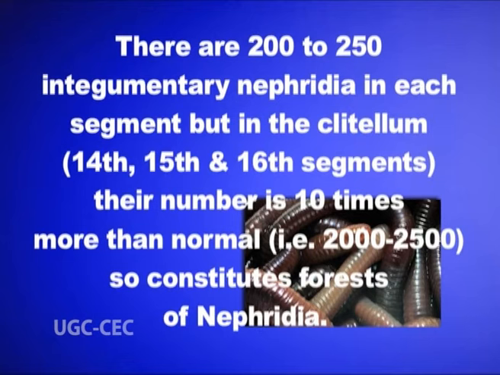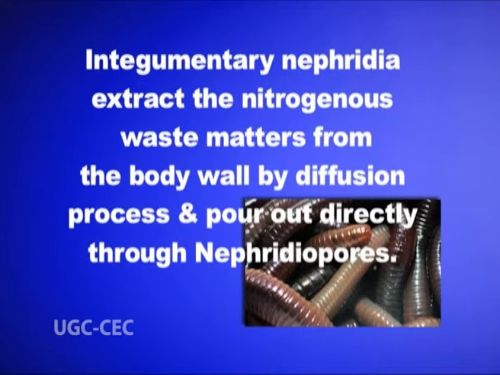There are 200 to 250 integumentary nephridia in each segment, but in the clitellum, that is 14th, 15th and 16th segments, their number is 10 times more than normal, that is 2000 to 2500, so it constitutes a forest of nephridia. Integumentary nephridia extract the nitrogenous waste matters from the body wall by the diffusion process and pour them out directly through nephridiopores.